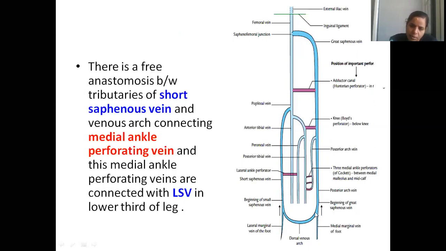Then dorsal venous arch on the lateral side, we know it is continuous which vein? Short saphenous vein or the small saphenous vein. So great saphenous vein, we know it is opening into femoral vein. Whereas short saphenous vein, we know it is opening into popliteal vein, isn't it? Now, so whatever veins which are draining here, see posterior arch vein. Okay, so whatever veins which are draining are shown.